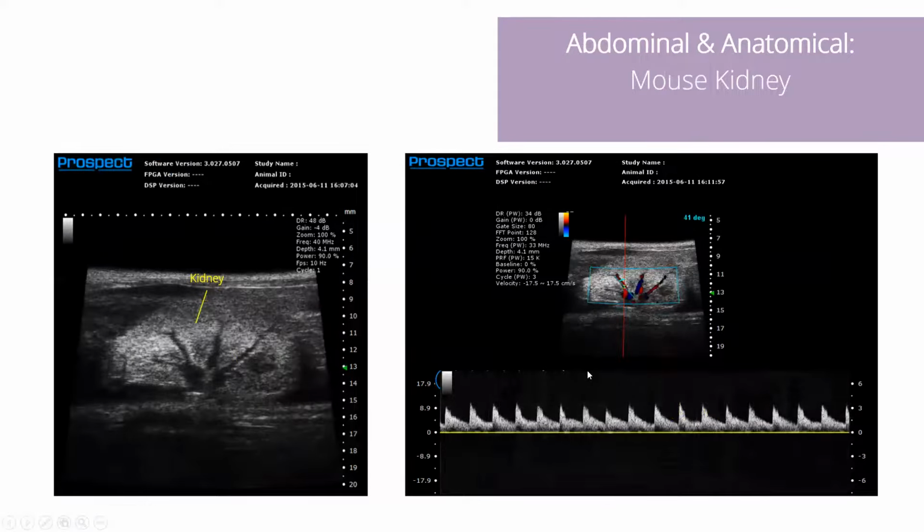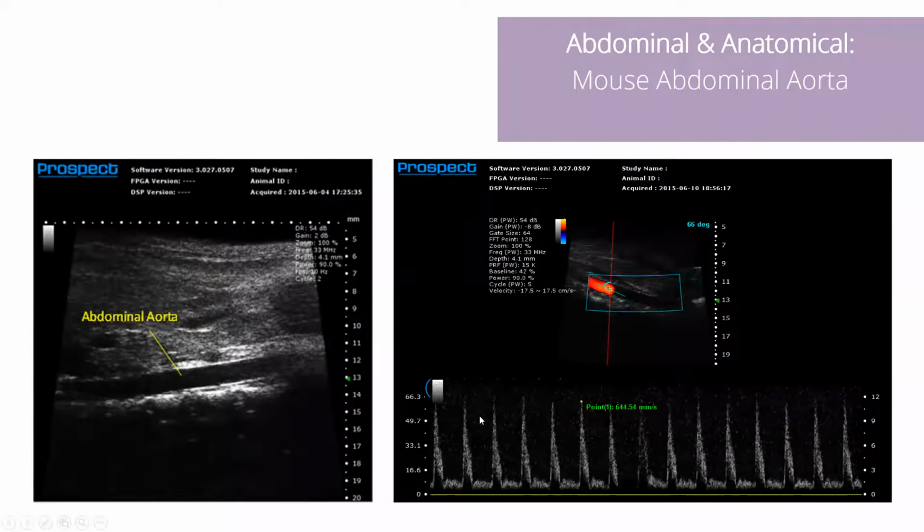The kidney, of course, can be imaged, and the medulla and the cortex look quite different. And as I mentioned earlier, we can start to look at the vasculature either within the kidney or the renal artery going into the kidney as well, using that peripheral vessel analysis package to look at the pulsatility and resistive indices if we'd like. Of course, the abdominal aorta can be imaged.